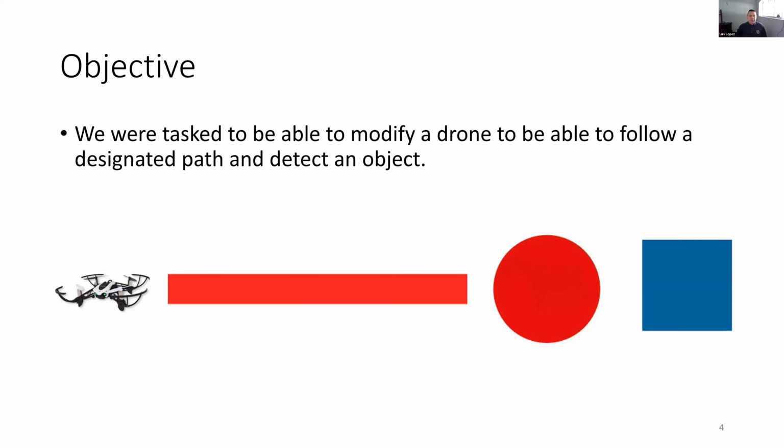So for our objective, we were tasked to modify a drone to be able to follow a designated path and detect an object. The pictures you see on the bottom are the drone, the path, and the two objects that we will be detecting today, which we will talk about more thoroughly later. Next slide.